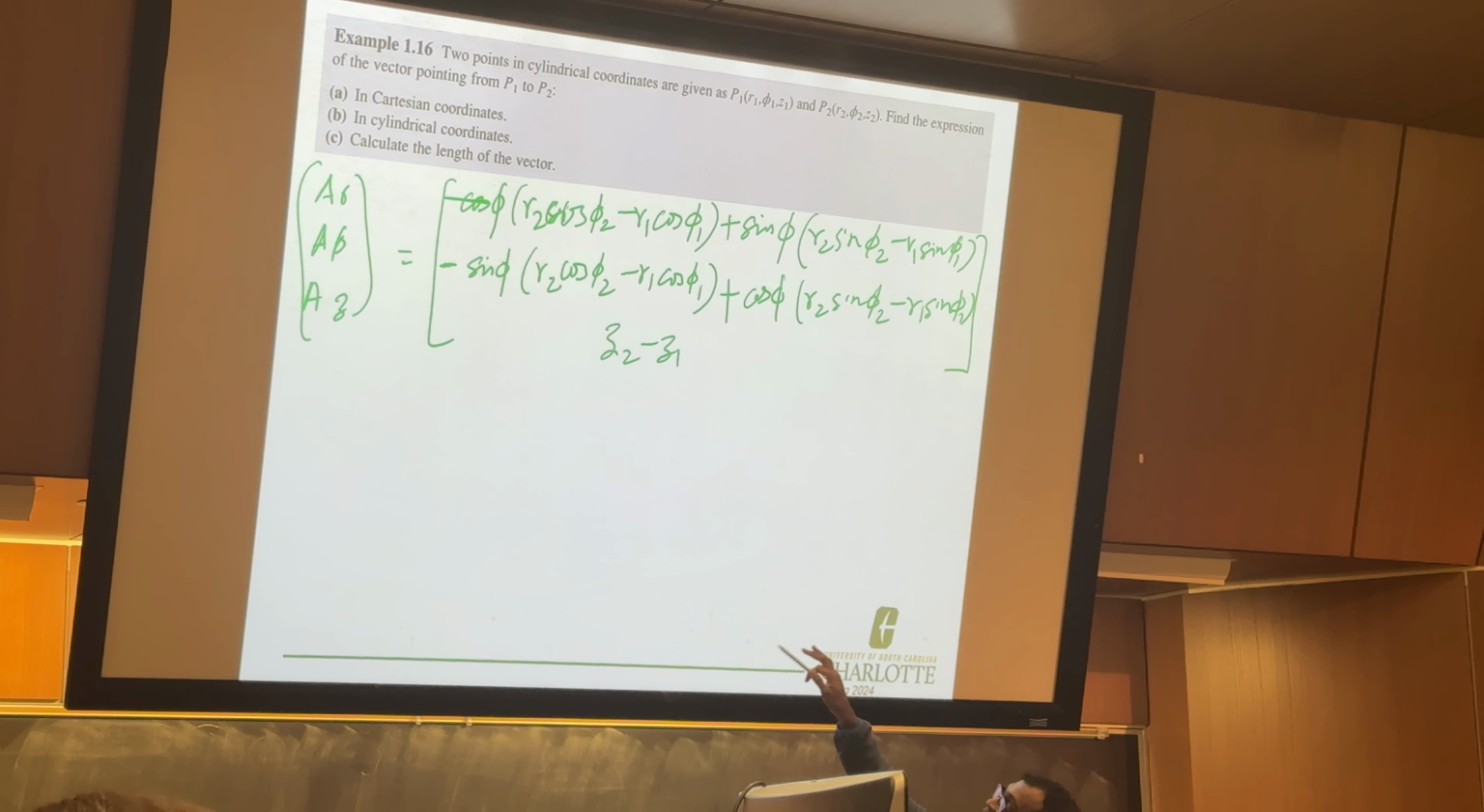Now you can see, if you expand this, the whole first row is A sub r. The vector A in the cylindrical coordinates is A sub r along the r direction, plus A sub phi, which is the entire second row, along the phi direction, plus A_z along the z direction. Okay?